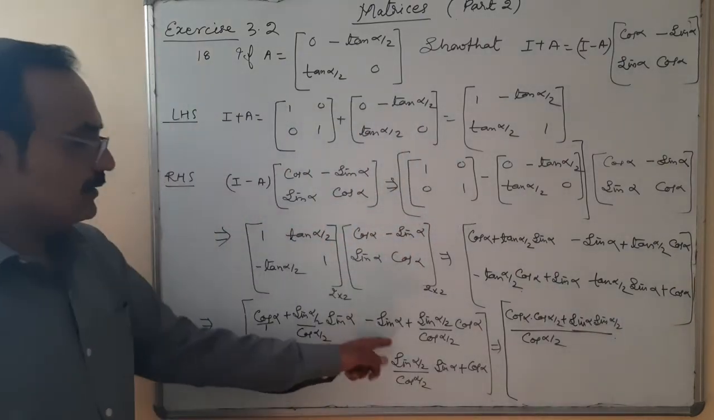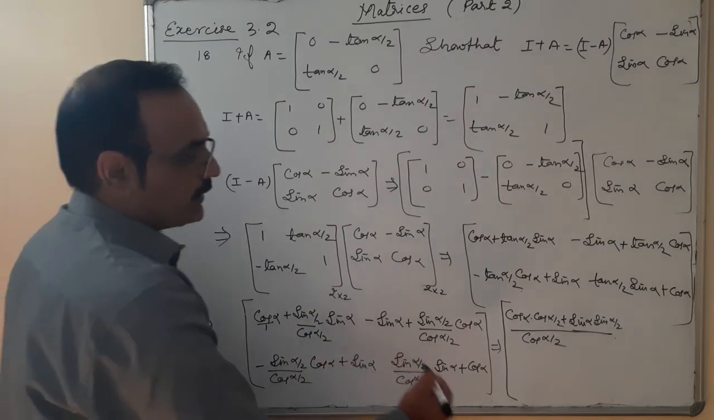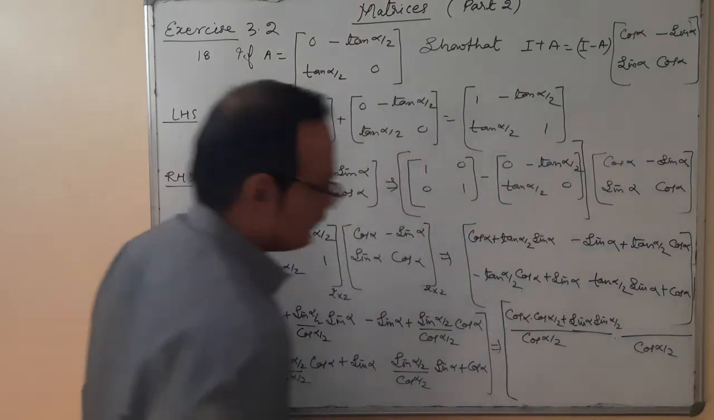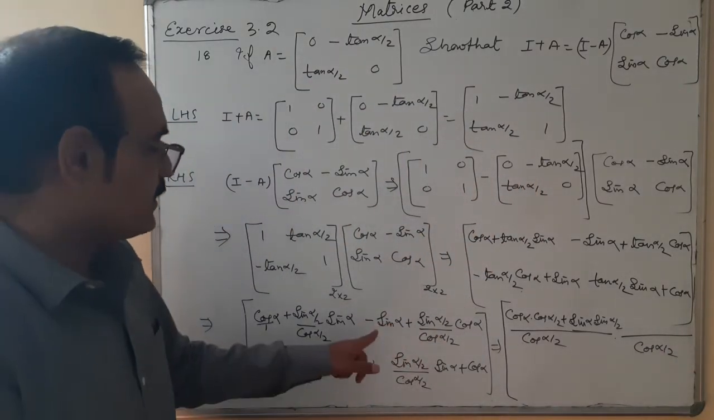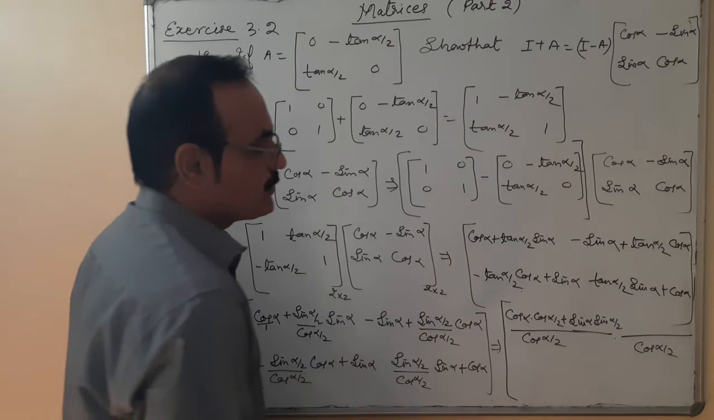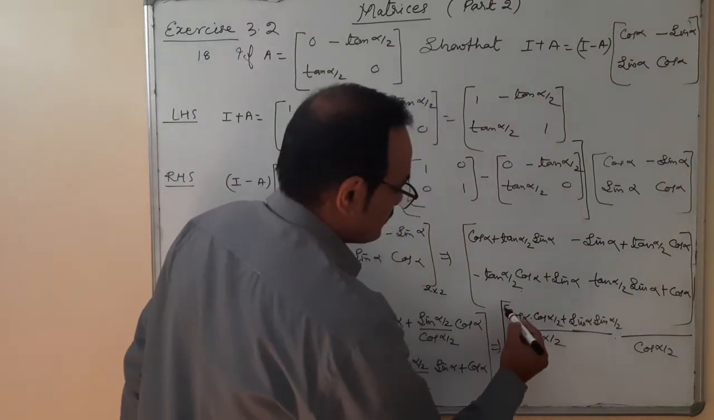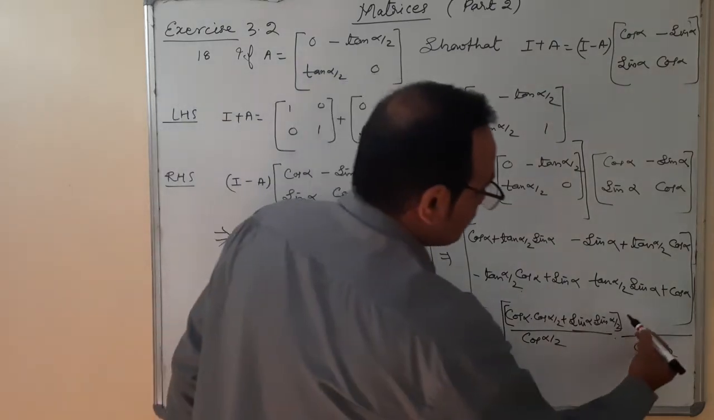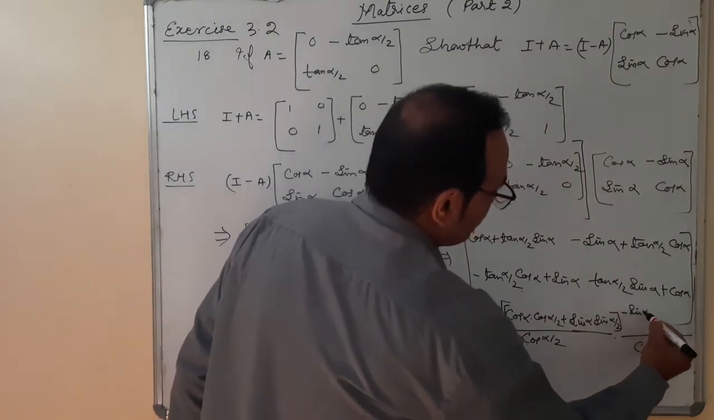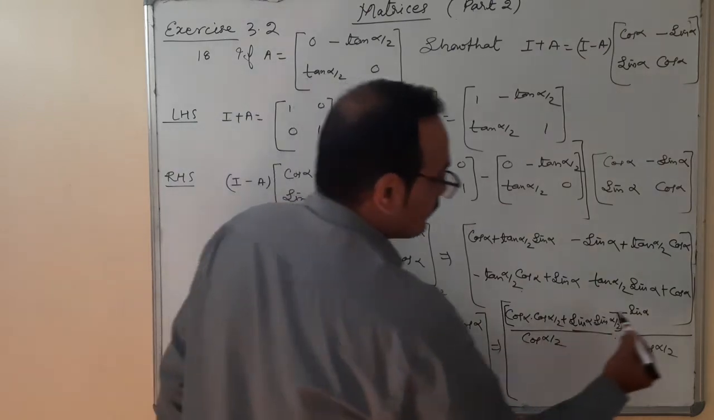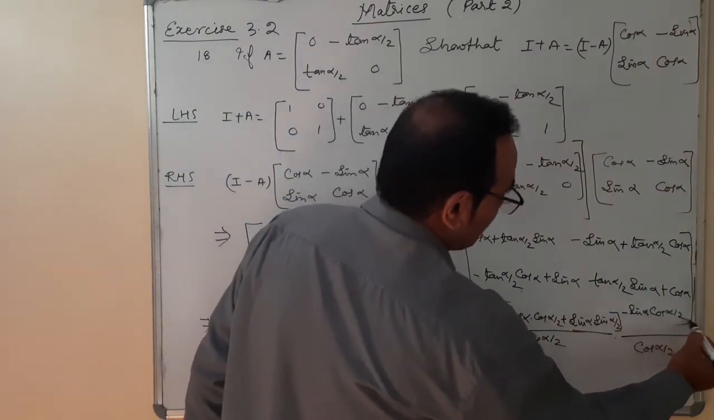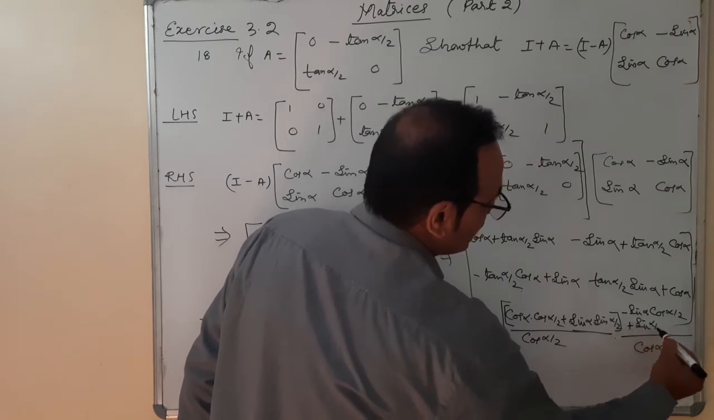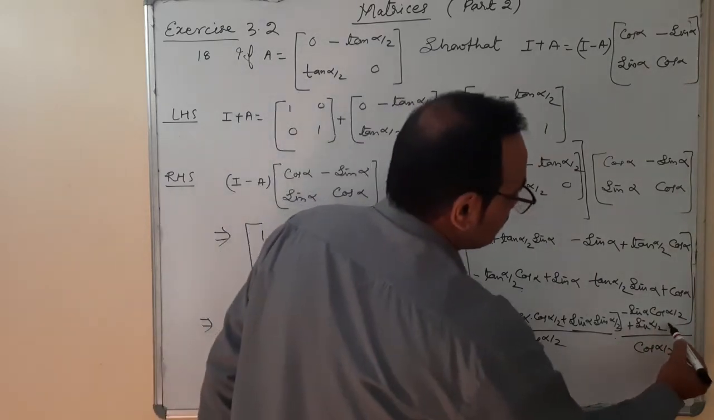Okay. Next step, again taking LCM, cos alpha by 2. LCM cos alpha by 2. What is here? Minus sin alpha cos alpha by 2. This is the term. Minus sin alpha cos alpha by 2 plus sin alpha by 2 cos alpha. Okay.